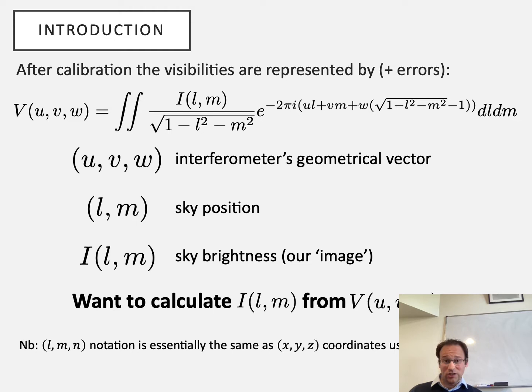However, this is the relationship between these two quantities that we see in this equation. And so U, V, and W, as you know, are the coordinates for the interferometer's geometrical vector. Basically, U and V form a plane that is perpendicular to the direction to the source, whereas W is the component in the direction of the source. And L and M, which define the position on the sky, are the direction cosines; they define the angular position within the image I. And what we want to do is calculate the image I from our measured visibilities V, and that is what we're trying to achieve with imaging.